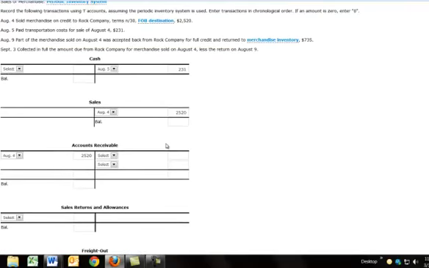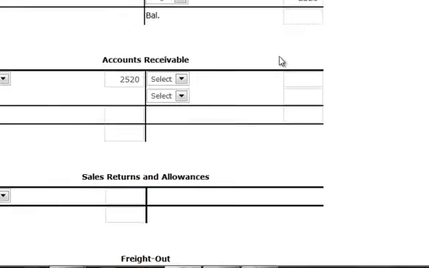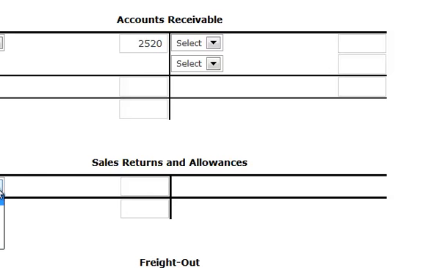Then on August 9th, part of the merchandise sold on August 4th was accepted back from Rock Company for full credit and returned to merchandise inventory, $735. So we're going to accept a return. Now, we don't take it out of our sales accounts. We're going to use our contra account sales returns and allowances. So under our sales returns and allowances on August 9th, we will debit or increase that account in the amount of the return for $735. Additionally, if items were returned, it no longer has to be paid. So we need to take $735 out of our accounts receivable account.